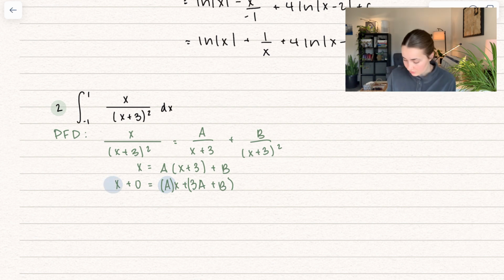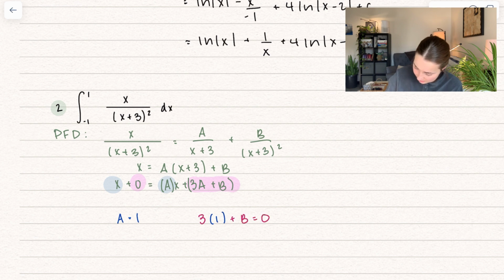There's a leading coefficient of 1 right there. And 3a plus b is going to have to be equal to 0. So let's write that down. A has to be equal to 1. So then we can plug that in here. 3 times our value of 1 plus b has to be equal to 0. So here we get 3 plus b equals 0. So b is equal to -3.